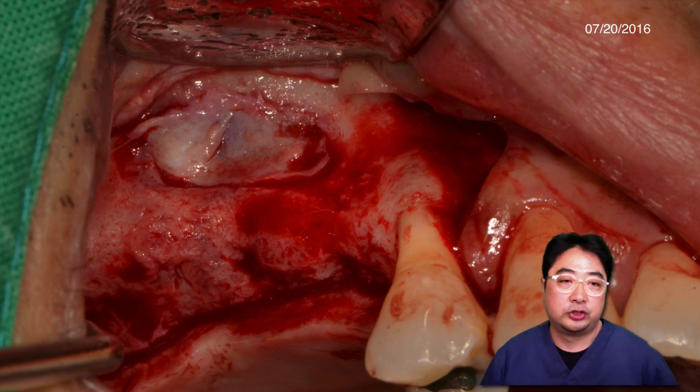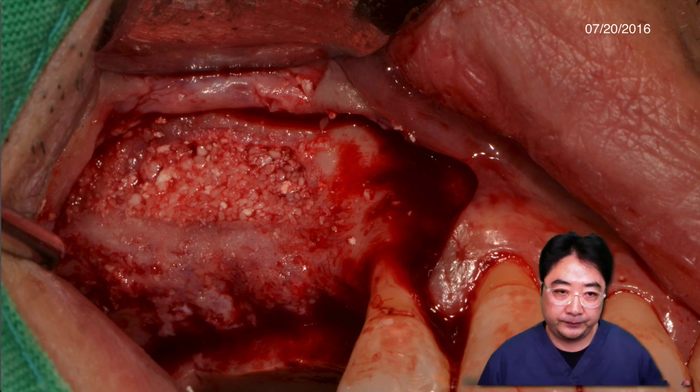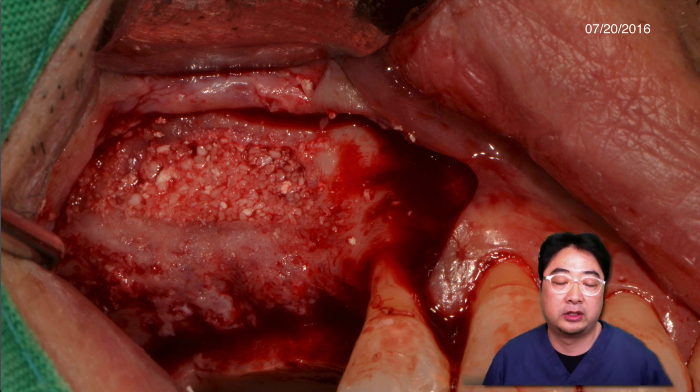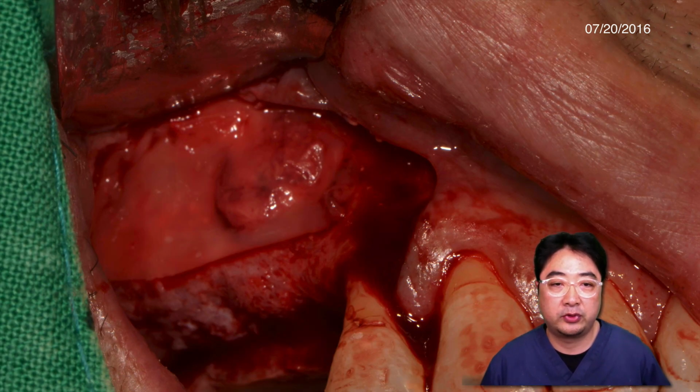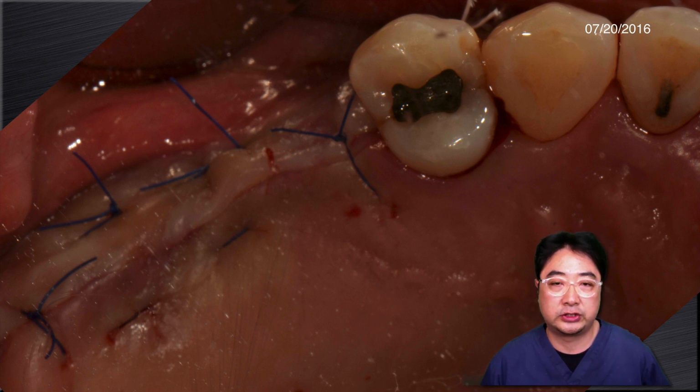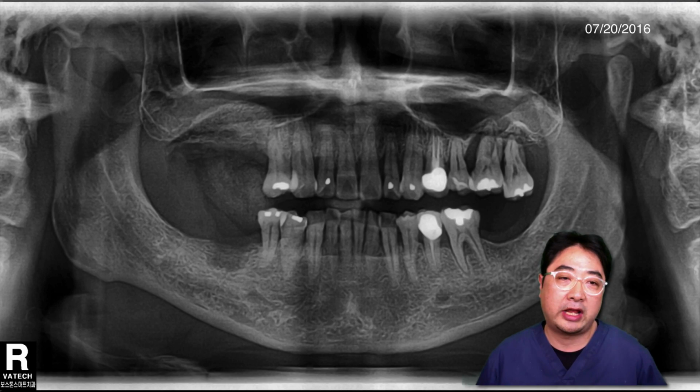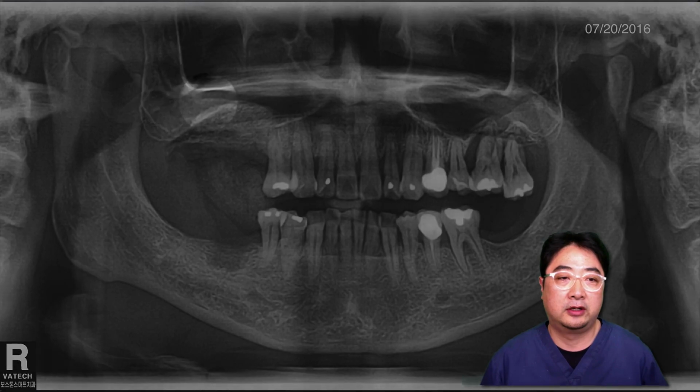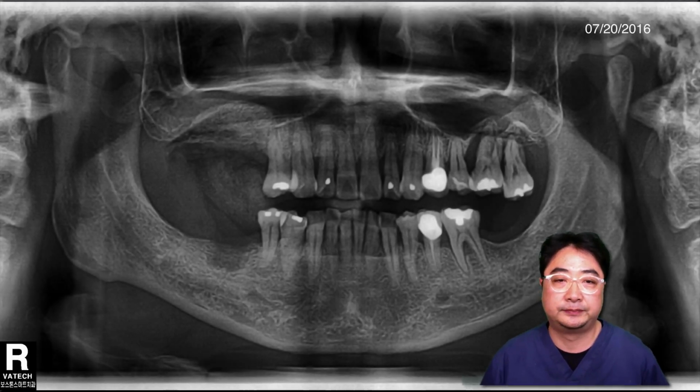I want to remind you, this is after dissection of the sinus periosteum and the muscle layer. You can see the previous opening window here. After dissection of the sinus membrane, I did a bone graft with a mixture of allogenic bone and alloplastic material, then covered with the PRF membrane and closed with the sutures. This is the panoramic radiograph right after. You can see the bone graft here on the right side of the maxilla.